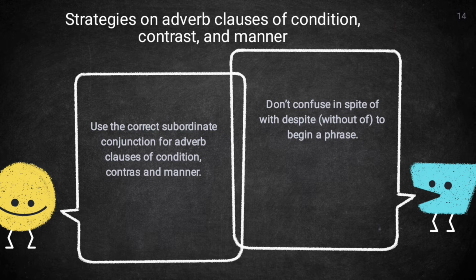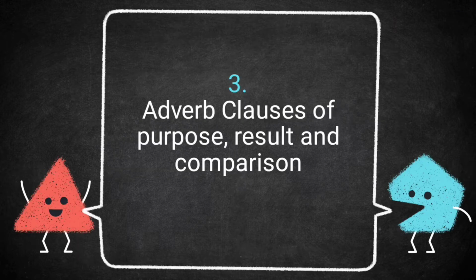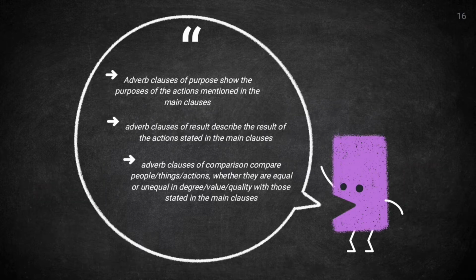Thank you, Miss Hilda. The next is adverb clauses of purpose, result, and comparison. Adverb clauses of purpose show the purposes of the actions mentioned in the main clauses. Adverb clauses of result describe the result of the actions stated in the main clauses. And adverb clauses of comparison compare people, things, or actions, whether they are equal or unequal in degree, value, or quality, with those stated in the main clauses.